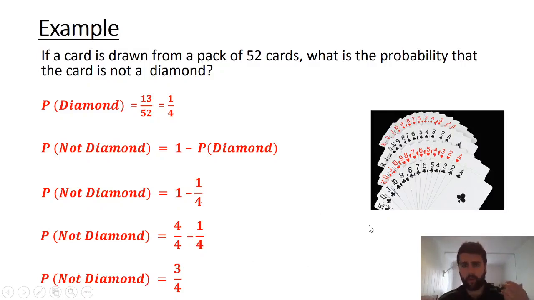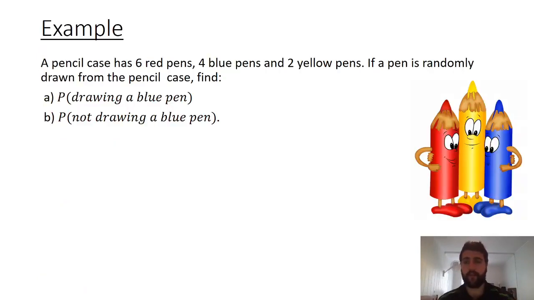Okay guys, we'll look at one more example just to make sure things are clear. If you want to do this yourself and give it a go and then check the working out, that's absolutely cool too. Just pause the video. If not, you just want to see this, I'm going to go through it now. So guys, a pencil case has 6 red pens, 4 blue pens, and 2 yellow pens. If a pen is randomly drawn from the pencil case, we're asked to find the probability of drawing a blue pen from the pencil case and the probability of not drawing a blue pen from the pencil case.